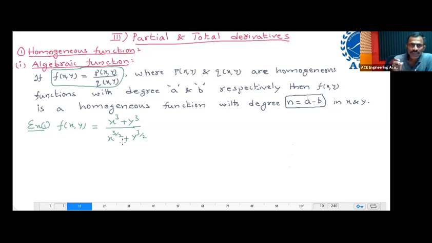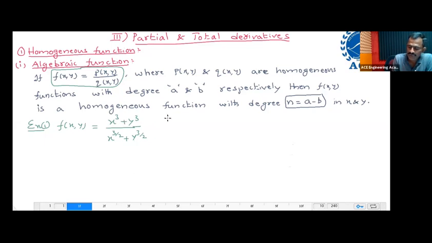Transcendental function means exponential, logarithmic, trigonometric, inverse trigonometric, hyperbolic, inverse hyperbolic. Logarithmic, exponential, trigonometric, hyperbolic: these are called transcendental functions. So this function is free from all these transcendental functions. So it is purely an algebraic function, that is, numerator by denominator form.